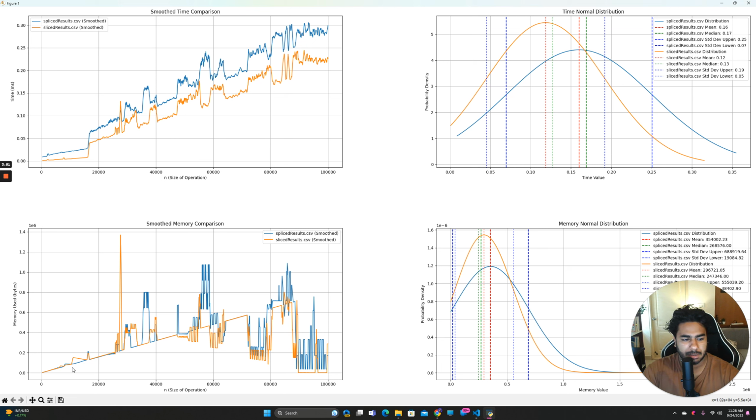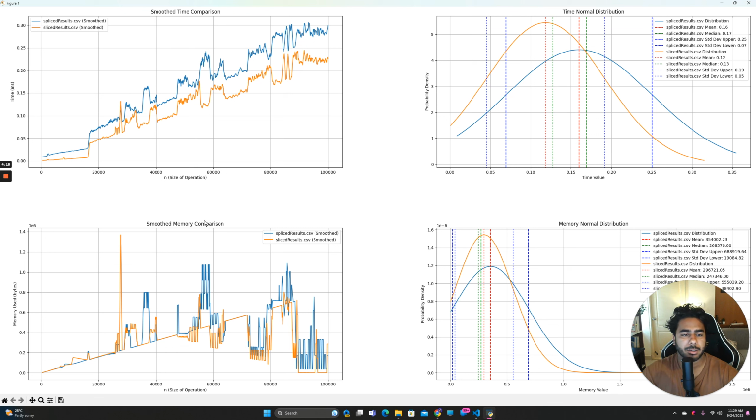So as you can see, the memory consumed is about the same for both. There are 1 or 2 spikes here and there, but it's consistent for both, not much difference, right? Both are continuously increasing as we increase the slice size, right? So that's an overview that we have here.